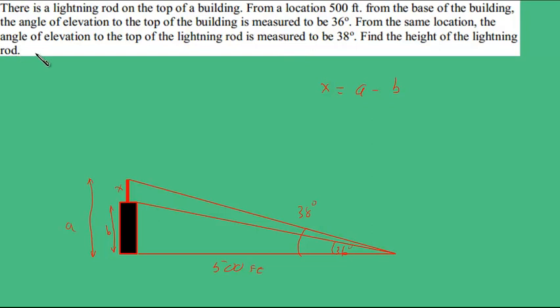The tangent of 38 degrees is a over 500. So this means that a is equal to 500 times the tangent of 38, which gives us 390.64. And then the tangent of 36 is equal to b over 500. And so b is equal to 500 times the tangent of 36. And we have that b is 363.27. So x is going to be equal to 390.65 minus 363.27. That gives us 27.38 feet.